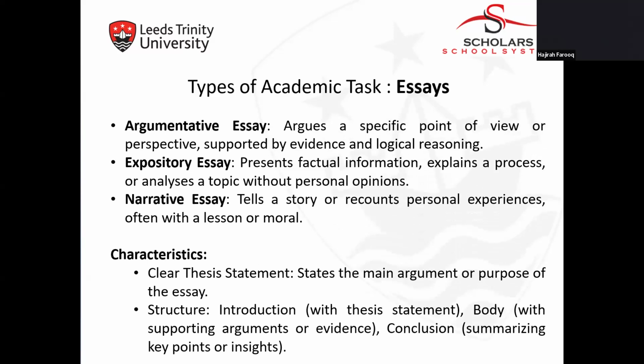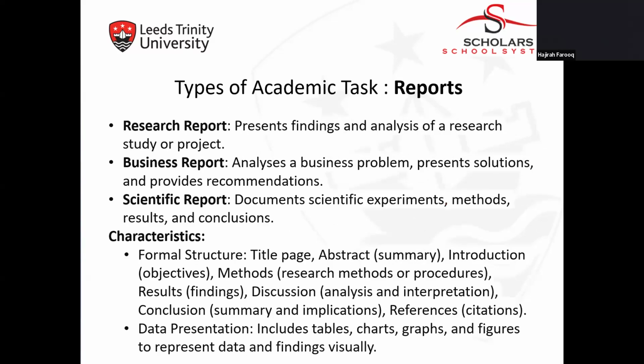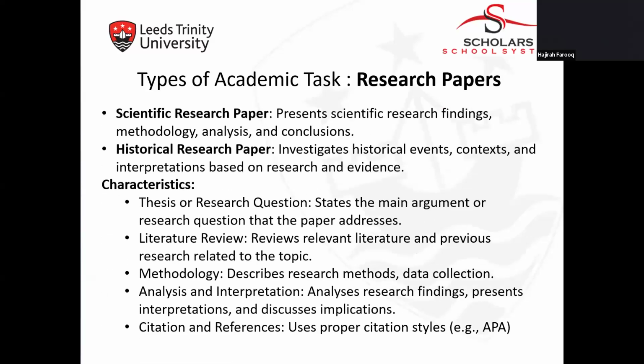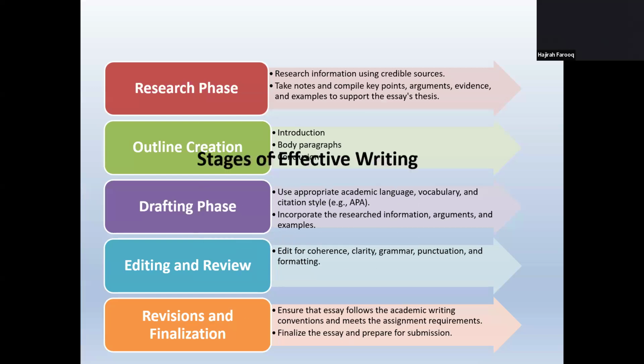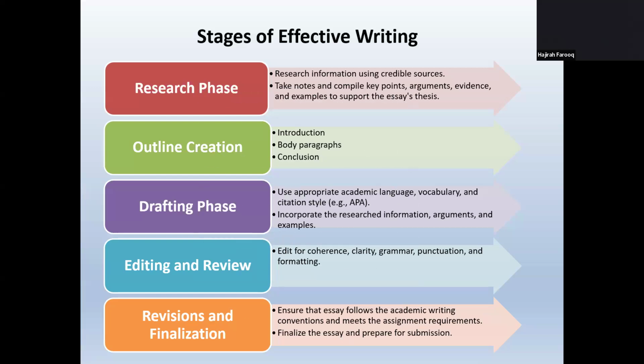Then there are different types of academic tasks that we discussed and tried to understand. We discussed essays and what they are, what the different types are, like argumentative, expository, and narrative essays, and the characteristics of these kinds of essays. Then we also discussed the different types and characteristics of a report, such as research report, business report, scientific report. Then we also discussed the characteristics and the types of research papers, such as scientific research papers and historical research papers.